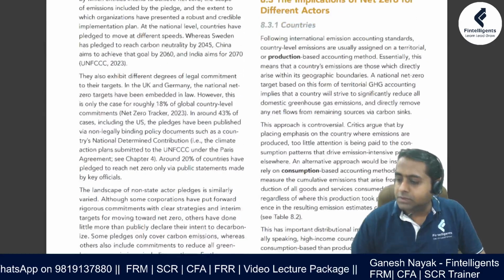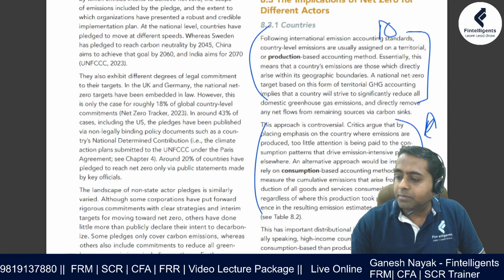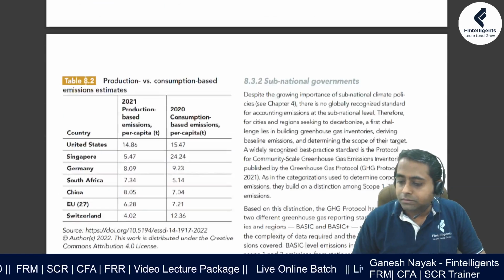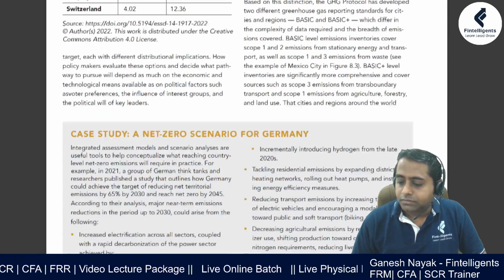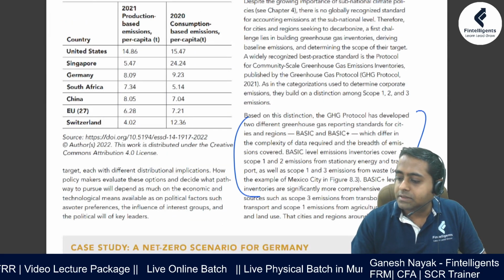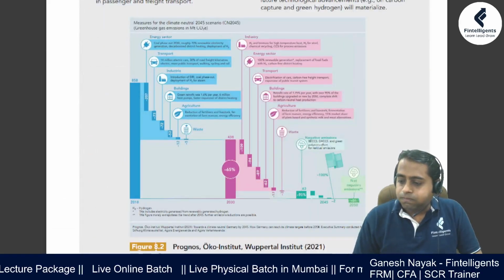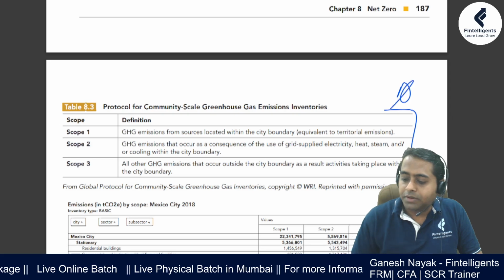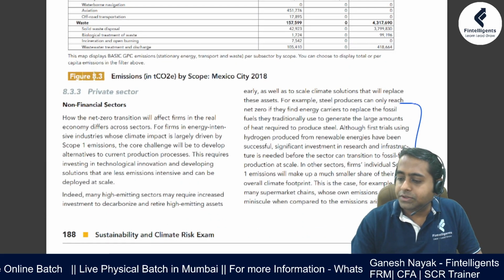Countries and this one. Consumption-based and production-based methodology of calculating carbon emission. Very, very important. Subnational, yes. Basic and basic plus. This is okay. Scope 1, scope 2, scope 3 important. Yes, this section.